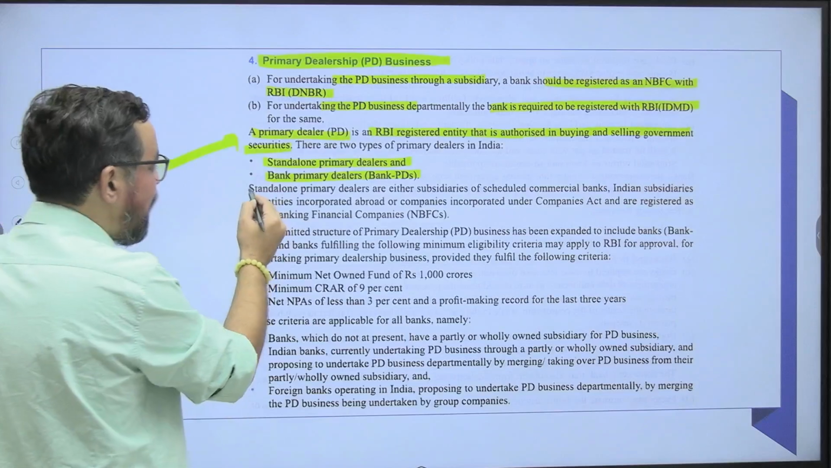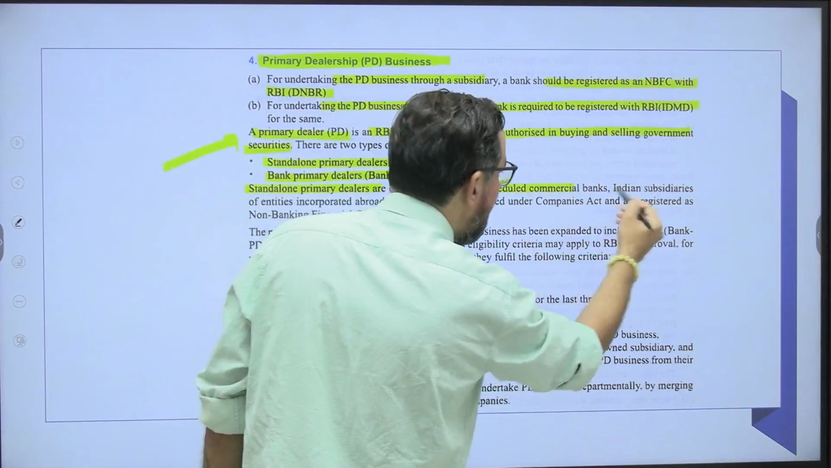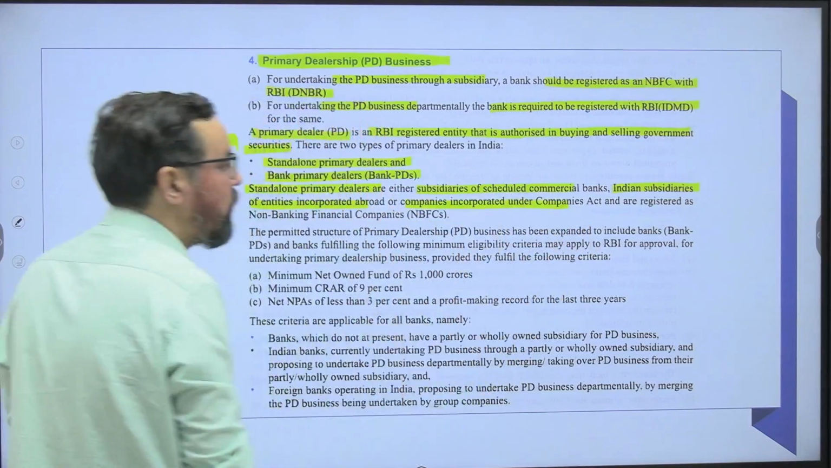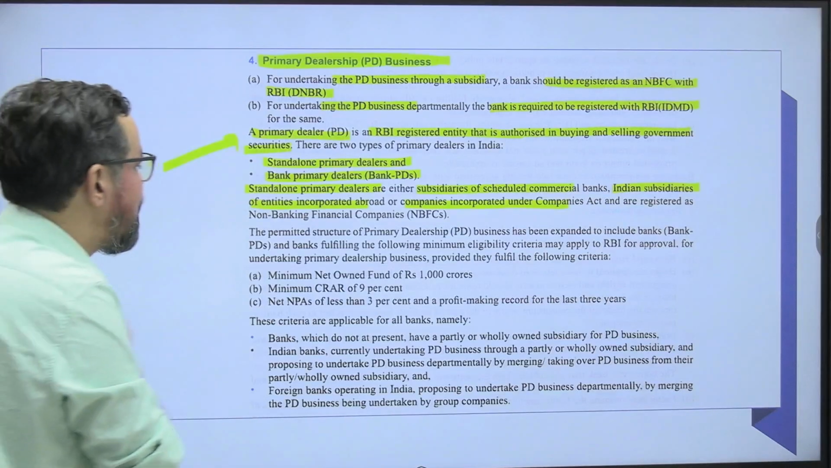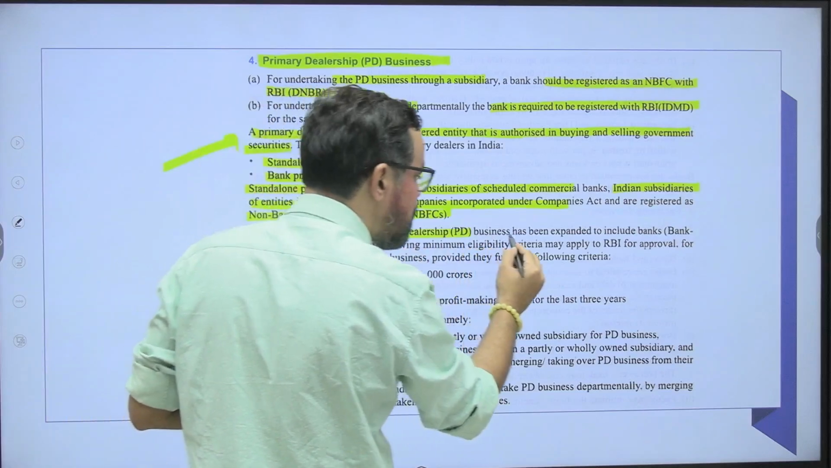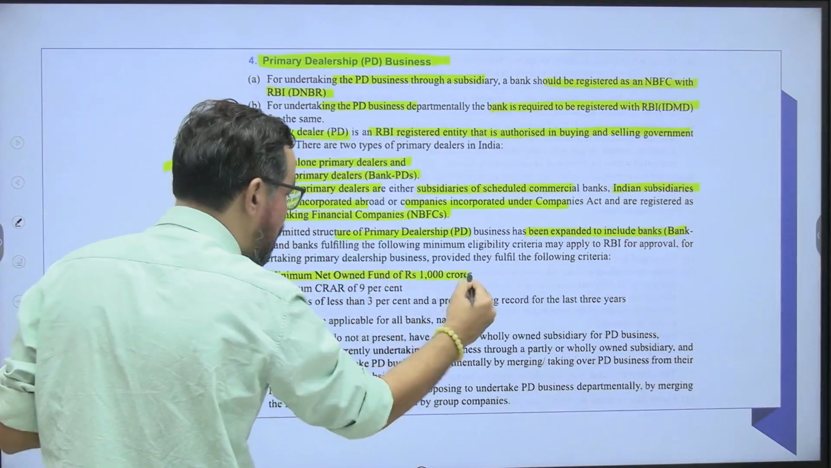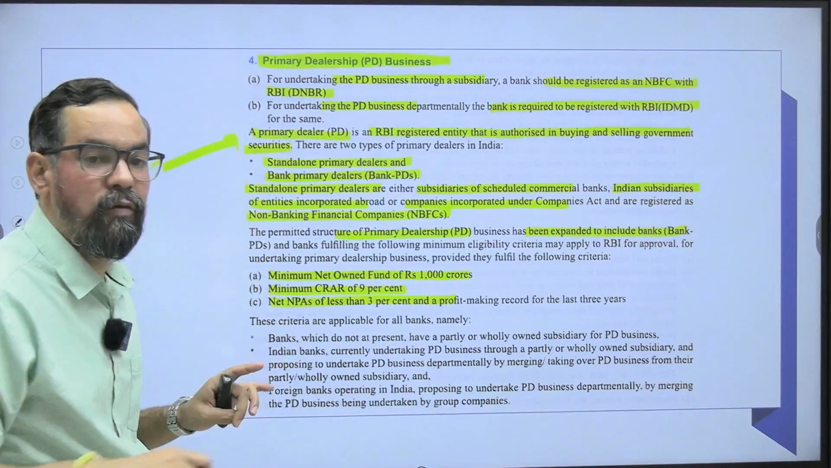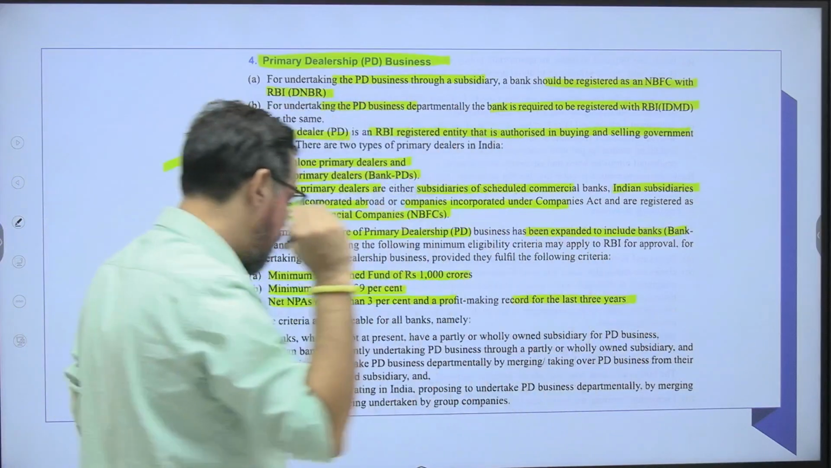ठीक है, so standalone dealers are either subsidiaries of scheduled commercial banks, Indian subsidiaries of entities incorporated abroad, or companies incorporated under the Companies Act 2013 or any prior one, and are registered as non-banking finance companies. The permitted structure of primary dealer business has been expanded to include banks. So what are the requirements? 1000 crores, 9%, net non-performing asset should be less than 3%, and the bank should be in profit for the last 3 years. Okay? So that is the one.